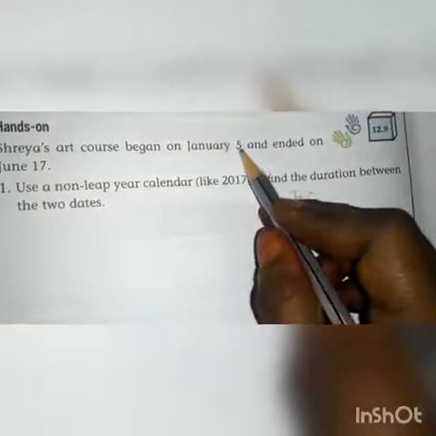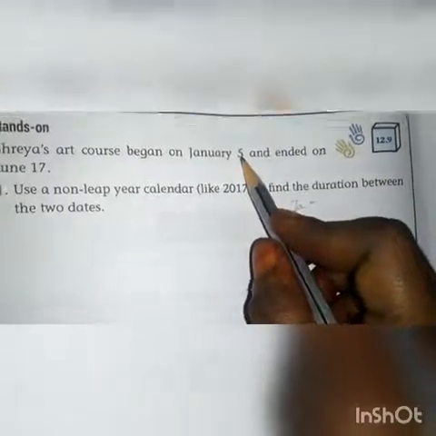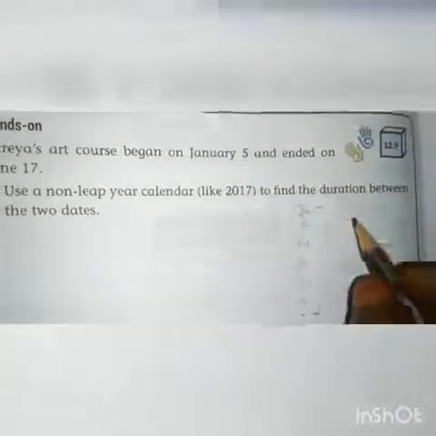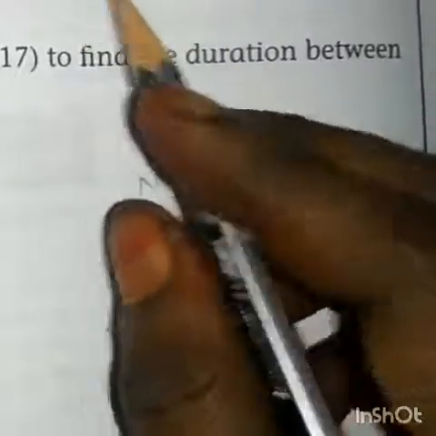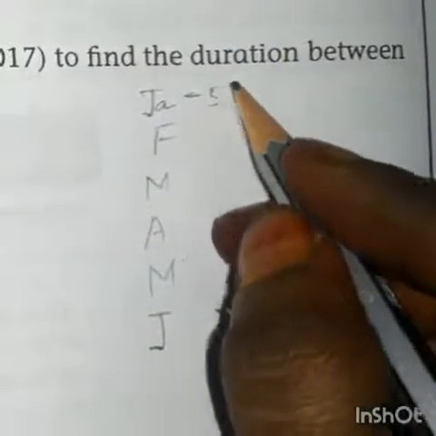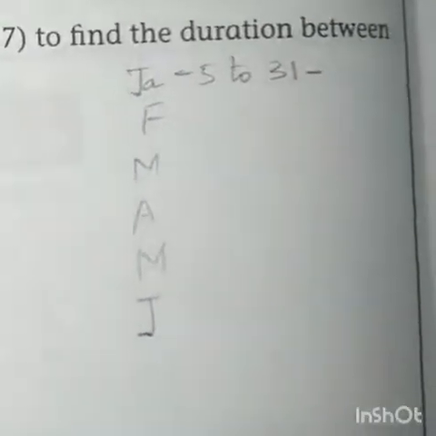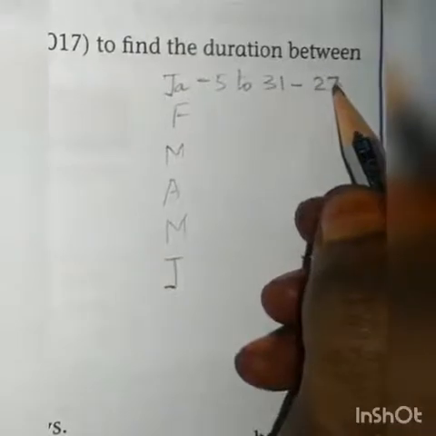Begin on January means from January 5 we have to start counting the total number of days. In January, 31 days are there. From 5 to 31, how many days? 5 to 31, total number of days is 27 days.